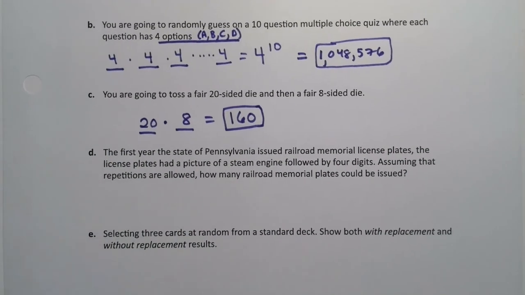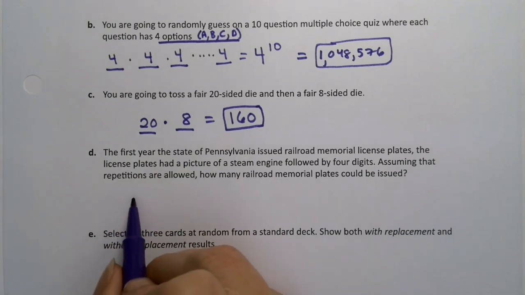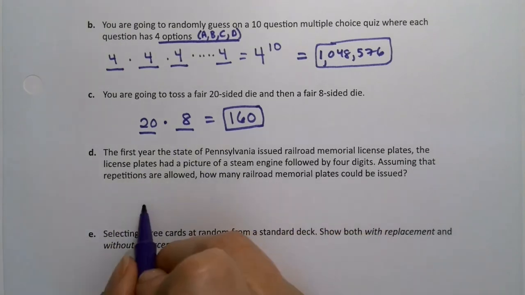All right. Now, the first year, the state of Pennsylvania issued railroad memorial license plates. The license plates had a picture of a steam engine followed by 4 digits. Assuming that the repetitions are allowed, how many railroad memorial plates could be used? Okay. So they have a picture, and then they have 4 digits.